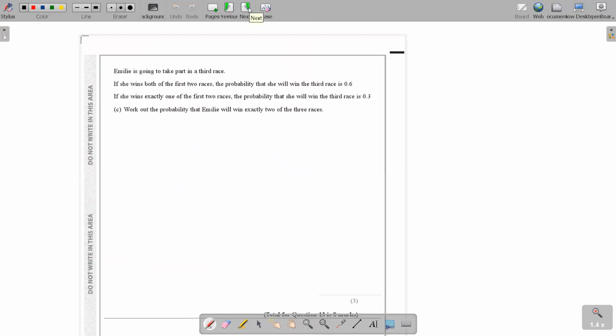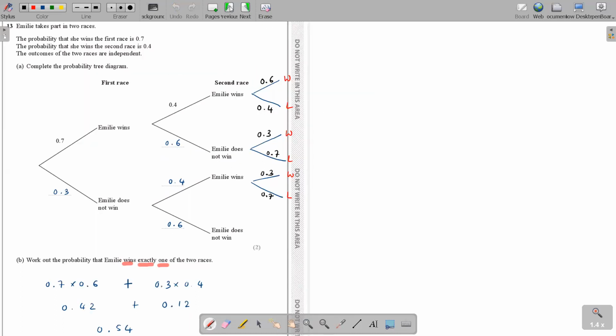They want us to work out the probability she will win exactly 2 of the 3 races. So only winning 2. So what are the branches? She wins only 2 races. If I go along the very first branch, win, win, win, there are 3 wins here. They want exactly winning 2 races. Second branch here, win, win, and lose. So there you can see we have 2 wins and 1 loss.